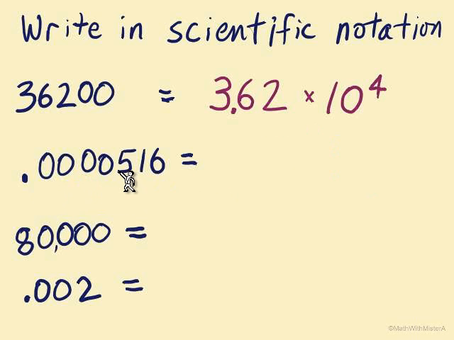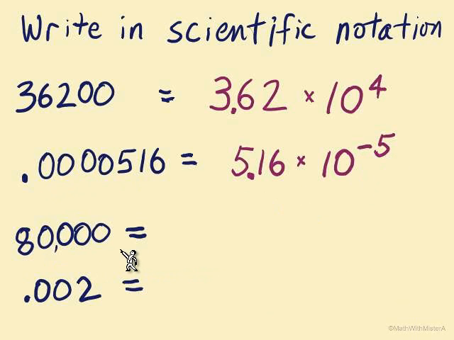0.0000516. So we're pulling off the non-zero digits 516, decimal point right behind the 5. How many places are we moving it? So a couple things to remember. Number one, we've got a small number. We're moving our decimal point to the left. So this will be a negative exponent. And how many jumps do we need? 1, 2, 3, 4, 5. 5.16 times 10 to the negative 5th.